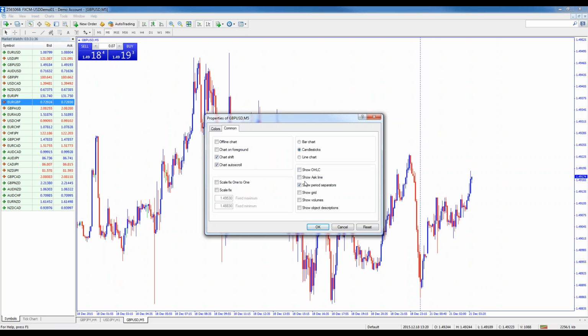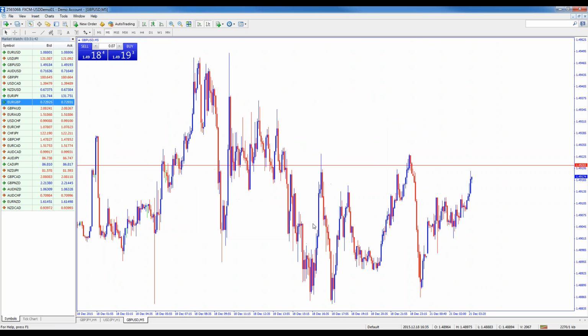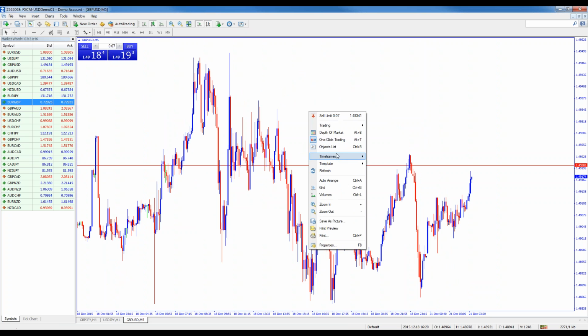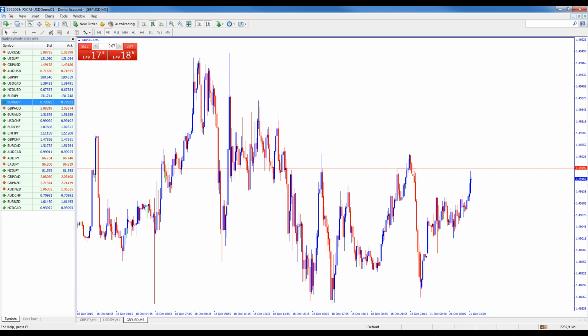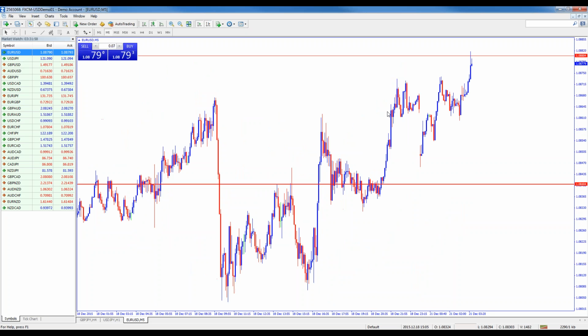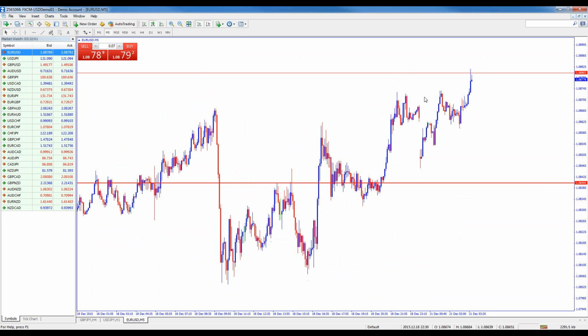Let me just show you the ask line. Okay, and let me just fix this one more time. Okay, so let's take EUR USD. All right, you can see that the spread is not so big here. Here's where the bid is. Here's where the offer is.